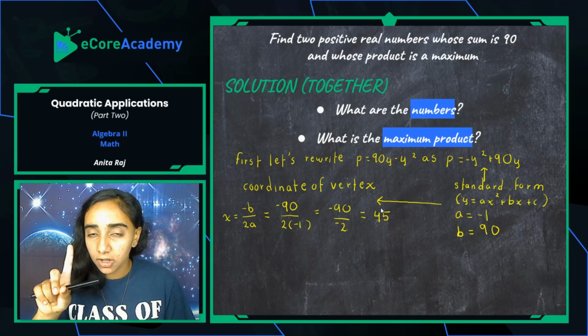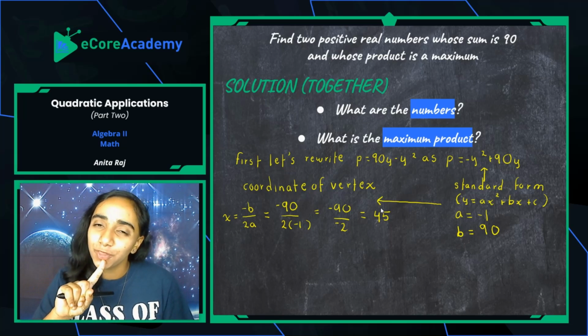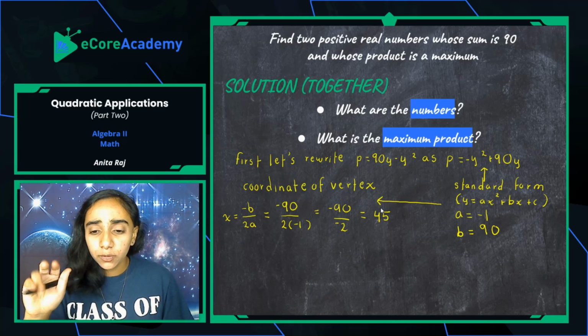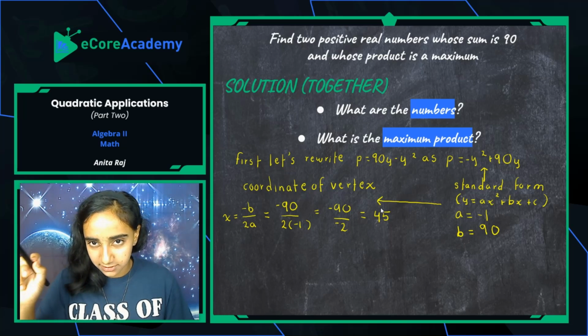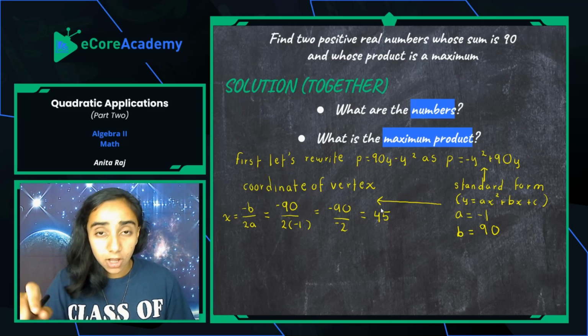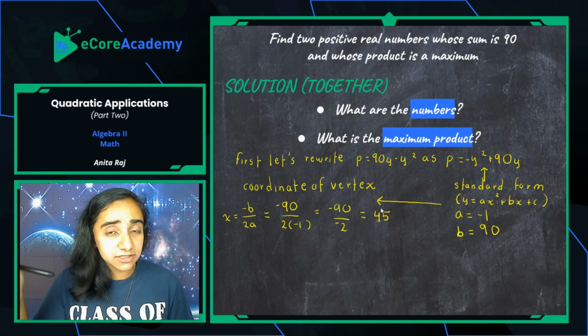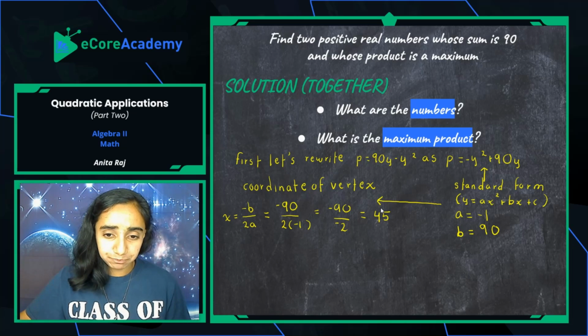And here's a shortcut that I don't know how many of you thought of, but let me just mention it. We know that our first number plus our second number is 90. x plus y equals 90. Well, now we know what our x is. Our x is 45. Therefore, we can find out what our y value is.